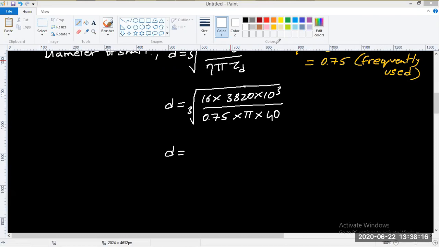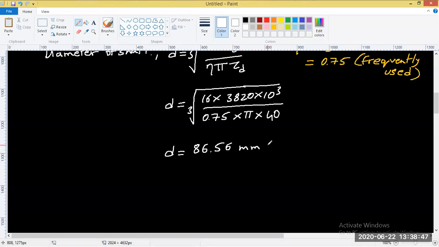16 into 3820 divided by 5 into 40, cube root of that. You try it again. I think we are getting diameter. I'm getting diameter as 86.56 mm.